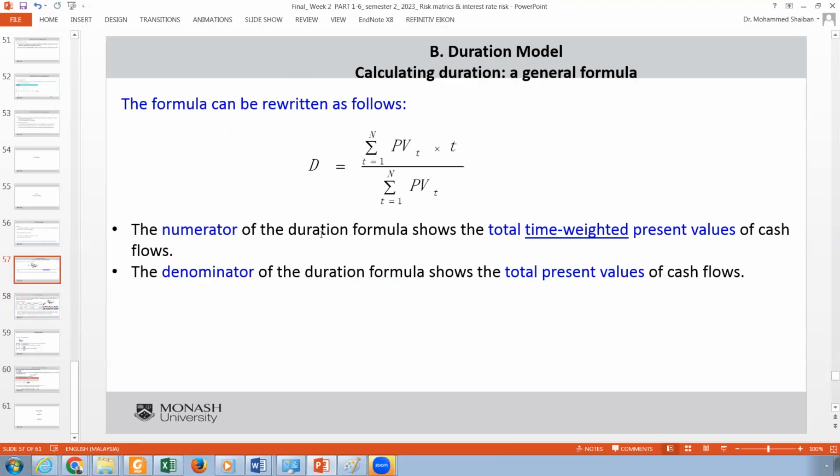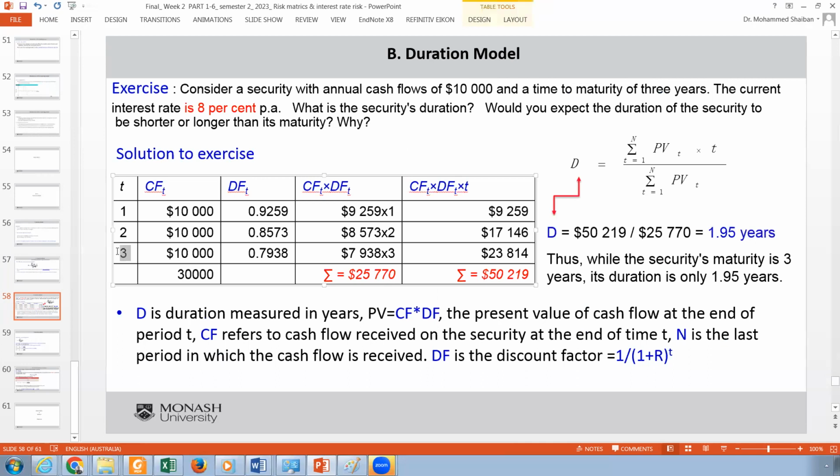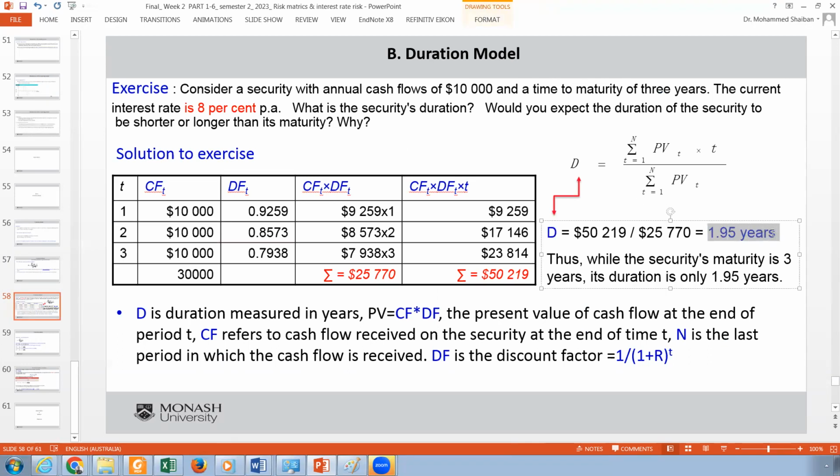If you look at the formula, we're dividing the present value times the time over the total present value of all payments for this loan. In this case, if I divide them, this is the duration using the formula, I get 1.95 years, which means the duration of this loan, which used to be 3 years, according to the pricing model, I'm using only 1.95 years.